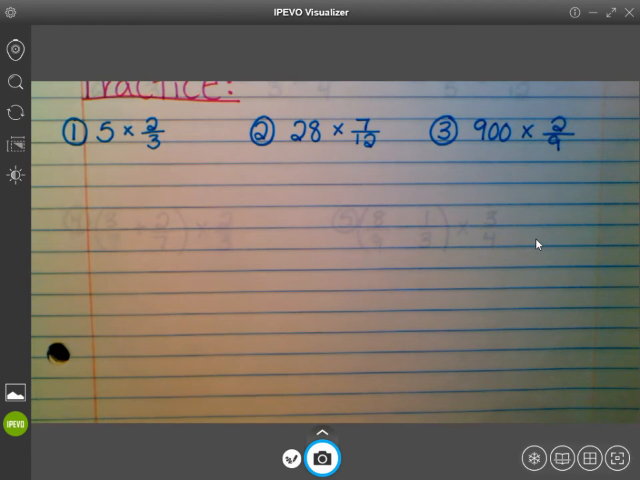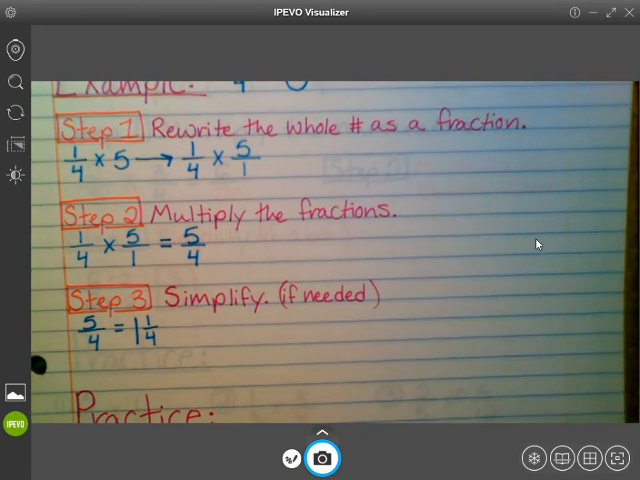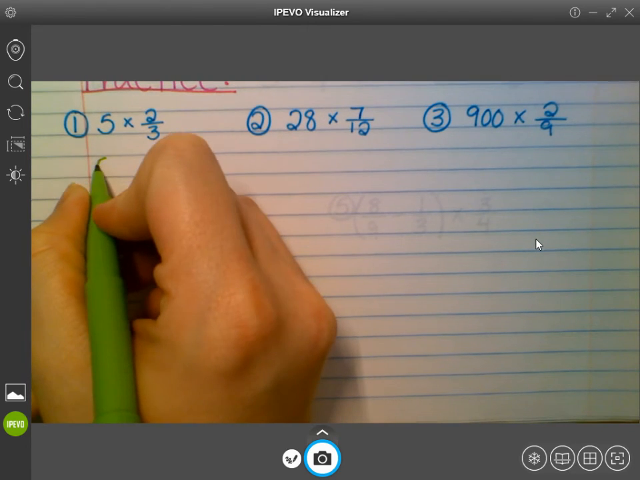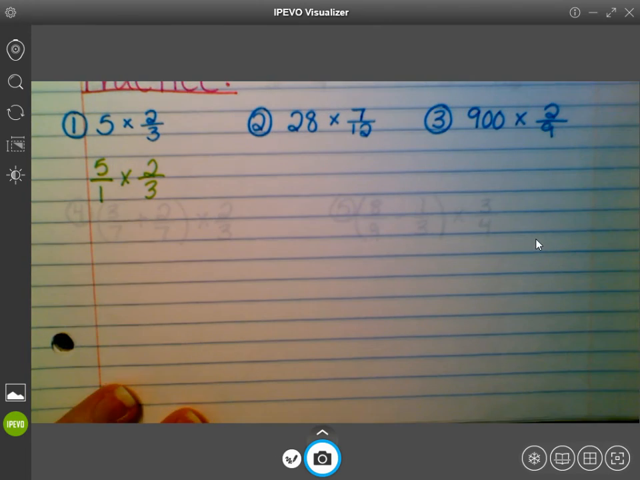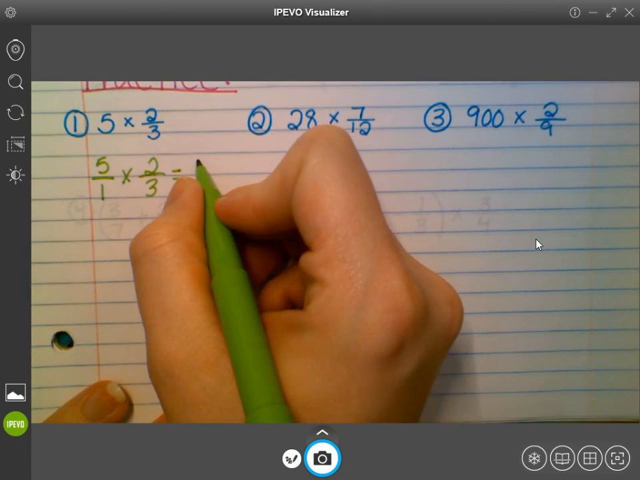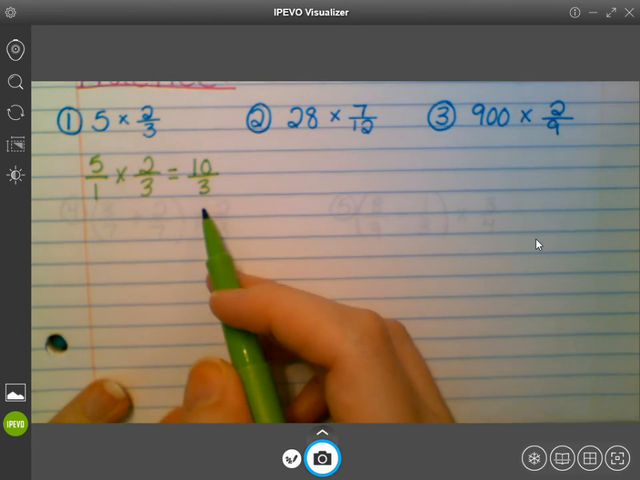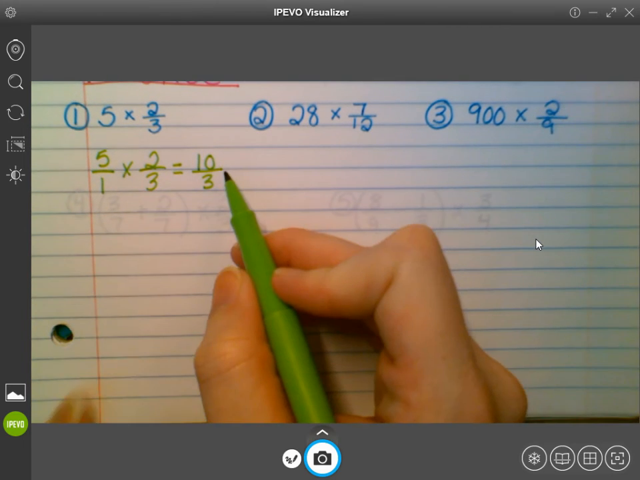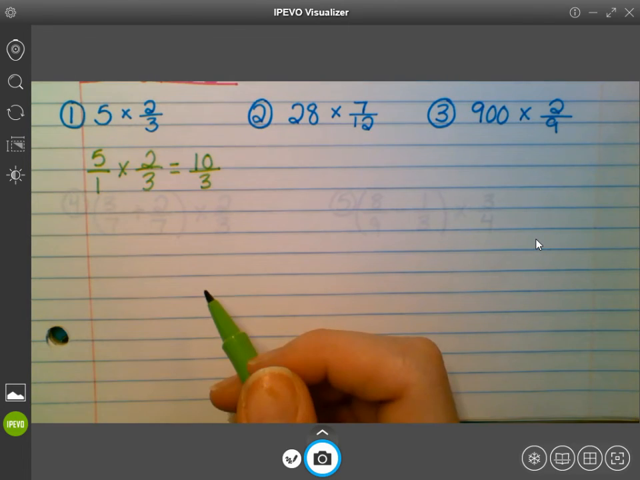Okay, so our first step is always to rewrite the whole number as a fraction. So if I do that with number 1, that's just me putting that whole number over 1. So 5 over 1 times 2/3. Once I've done this, then I just multiply across. So 5 times 2 is 10. 1 times 3 is 3. Now, 5th grade, what kind of fraction do I have here right now? Well, it's an improper fraction. My numerator is larger than my denominator. So I need to turn it into a mixed number.